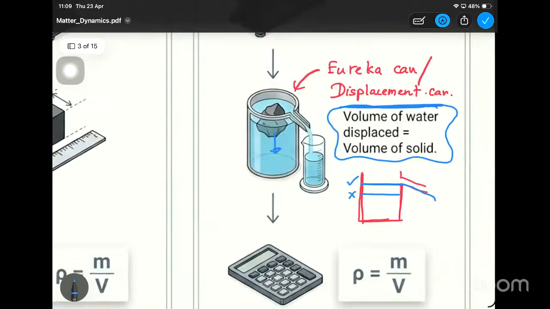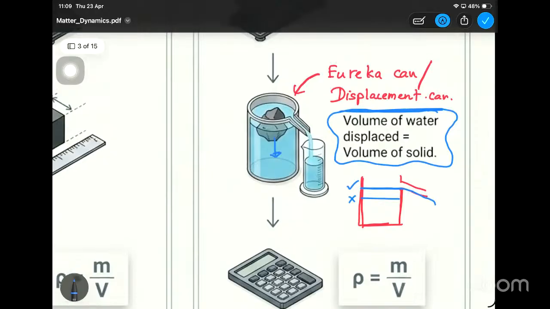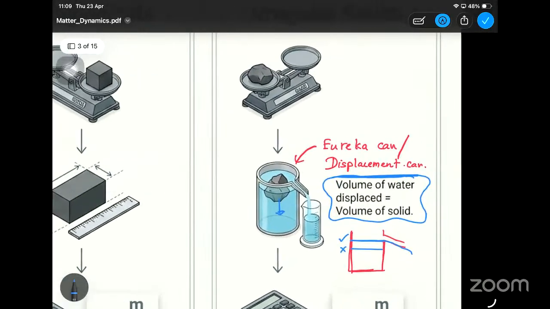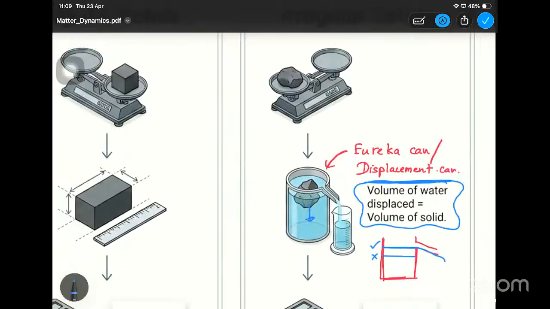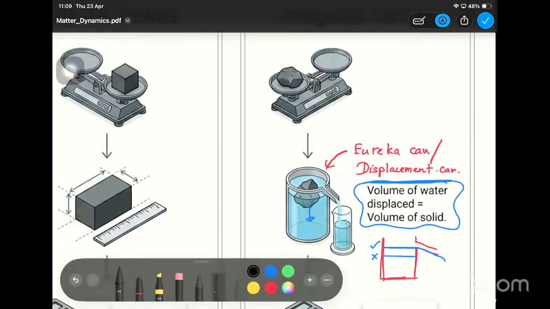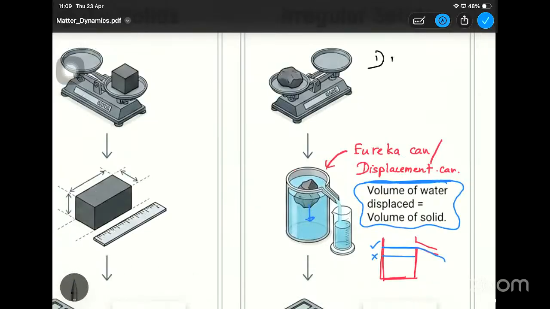So the volume of the water displaced will be equal to the volume of the solid. We know the mass and the volume, so then we can do the calculation. In the classes as well, I have emphasized this. When we are measuring, the first step would be measuring the mass, then we go for the volume. If a student goes for the second technique like this, measuring the volume first and then the mass, this approach is wrong.